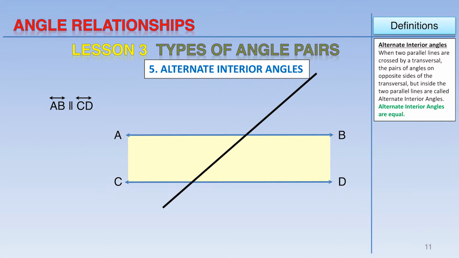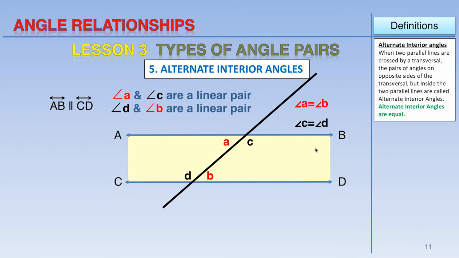Let's look at alternate interior angles, and the yellow box indicates the angles that we're going to be concerned with. Alternate interior angles are on opposite sides of the transversal. You can see A, B here are on opposite sides. By definition, they're equal to each other. Similarly, C and D are on opposite sides inside of the parallel lines. They are equal to each other.